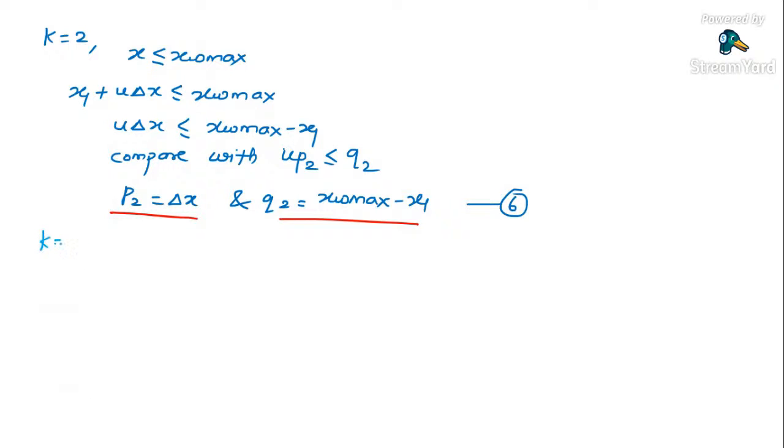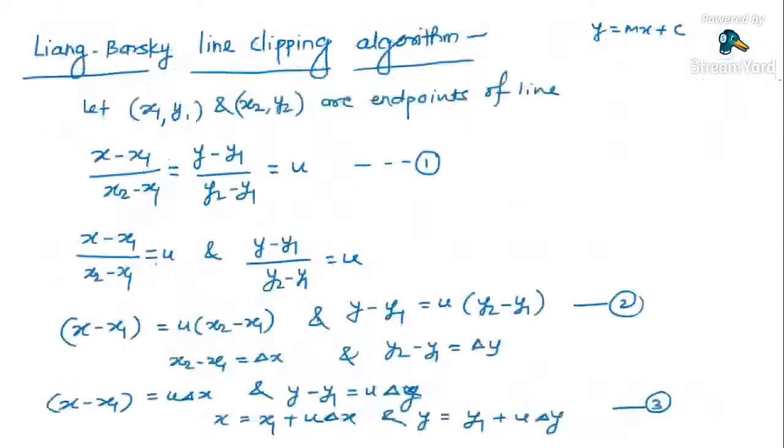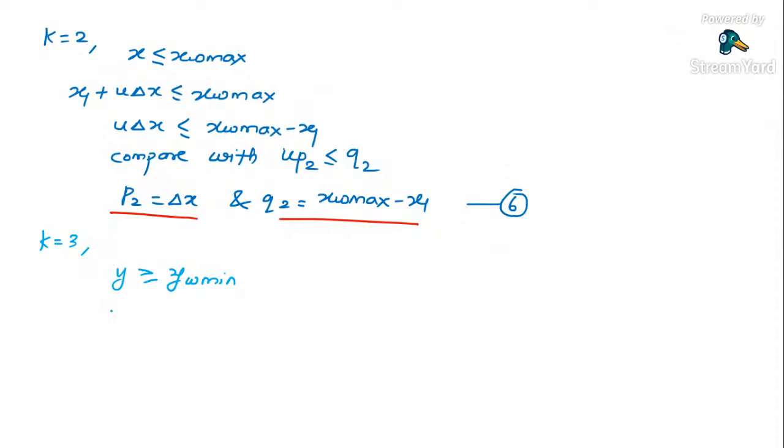Now put k equal to 3. When k is equal to 3, it is for the bottom boundary. So it will become y greater than or equal to yw minimum. So what is the value of y? This y is from here: it is y1 plus u delta y. So put that: y1 plus u delta y greater than or equal to yw minimum.